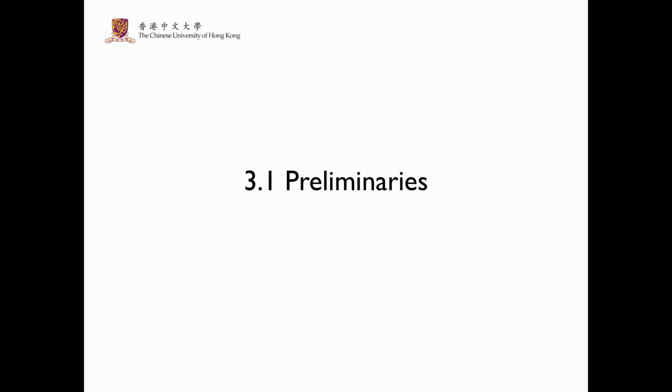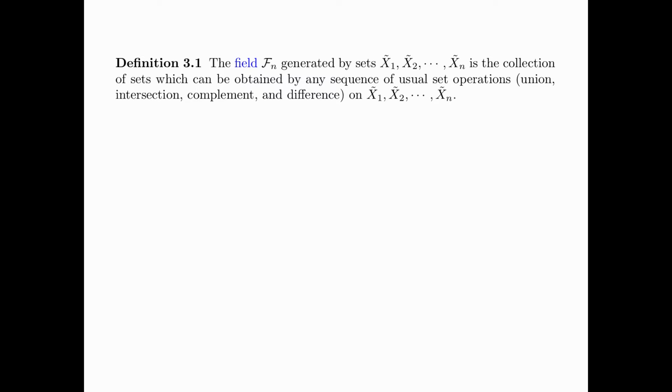Section 3.1 are some preliminaries. Here we introduce some elementary concepts in measure theory. The field Fn generated by sets X1 tilde, X2 tilde, up to Xn tilde is the collection of sets which can be obtained by any sequence of usual set operations, that is, union, intersection, complement, and difference, on set variables X1 tilde, X2 tilde, up to Xn tilde.